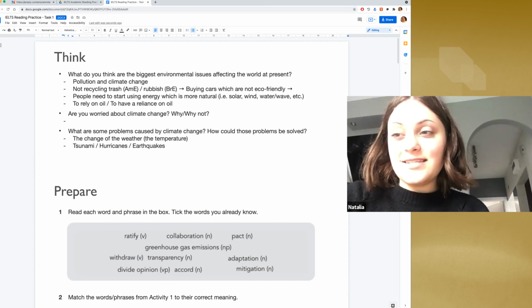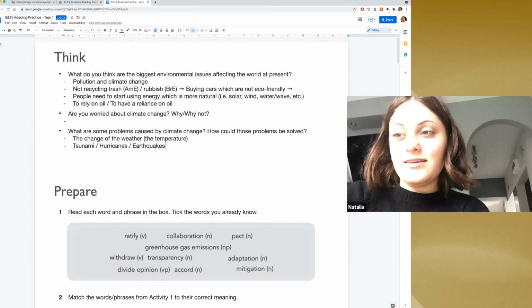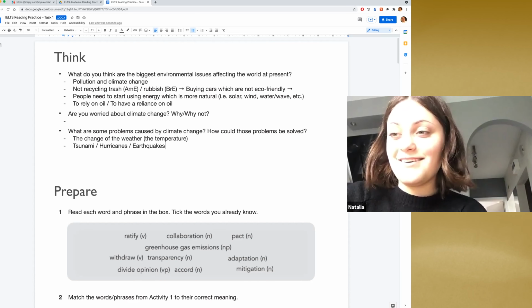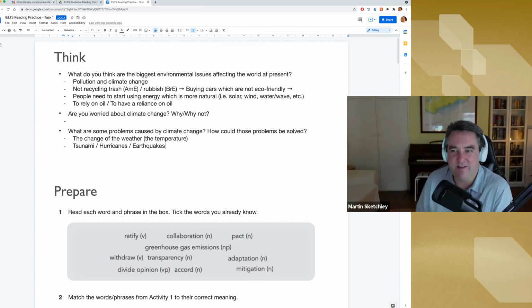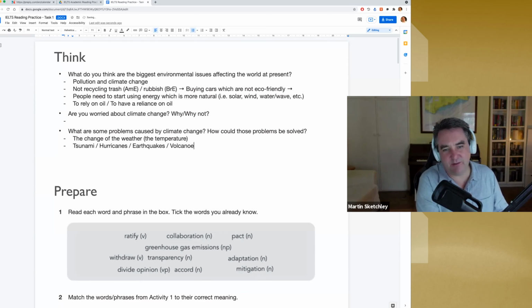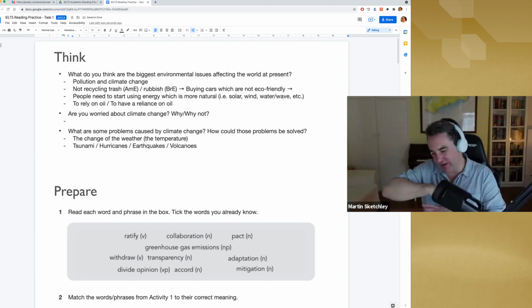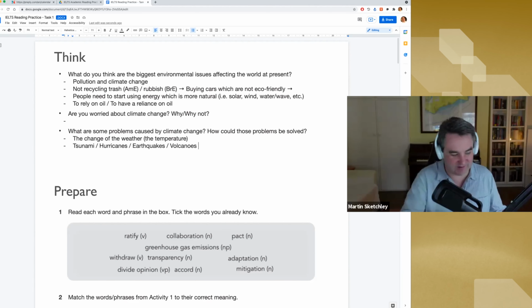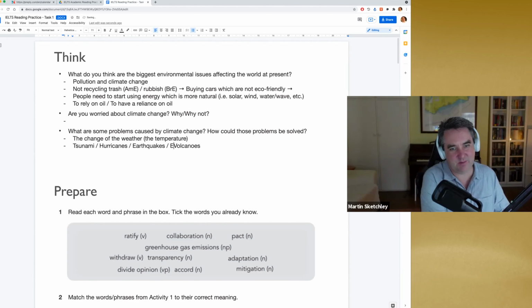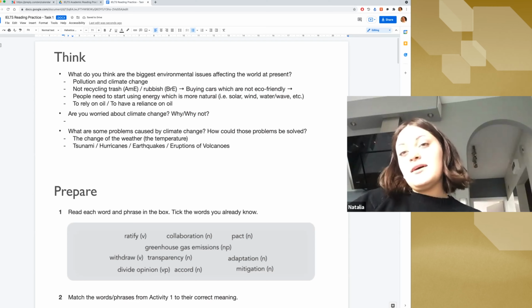What's happened in Spain recently on one of the islands? No idea. What happened? There's volcanoes as well. Okay. There was one, the island eruption, where, yeah, eruption. That's the word.